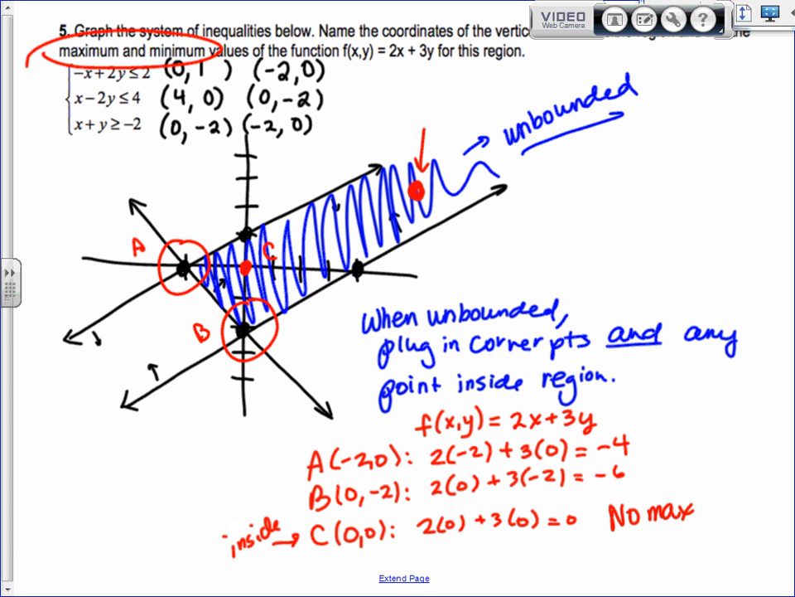Okay, so write yourself a little note and say, if the maximum or minimum was the point that was inside, then there is no maximum or minimum. So there's no max, but there is a minimum. So this one is the min. So a minimum of -6 at 0, -2.